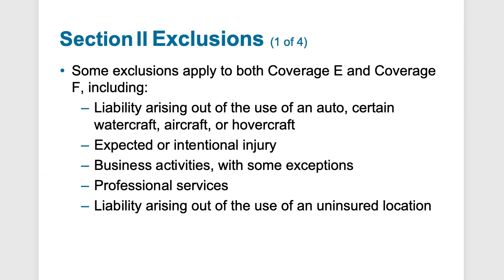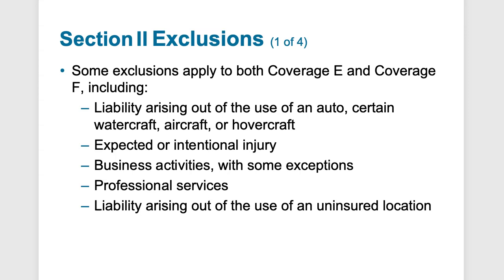If the intent was to injure or a result was expected injury, you're not going to be covered. So if you purposely break someone's arm, or you do something in the backyard you know is going to wind up getting someone hurt, you're not going to be covered. Business activities, again, professional services and business activities should have their own separate business insurance, and that's why your homeowners will not cover it.